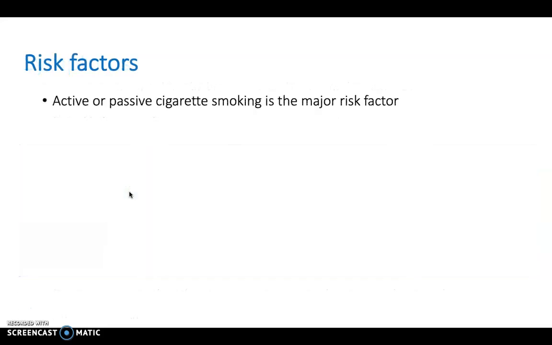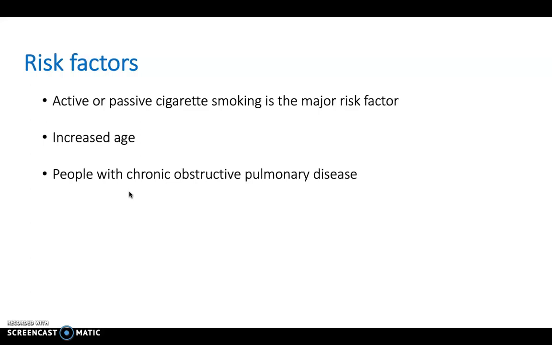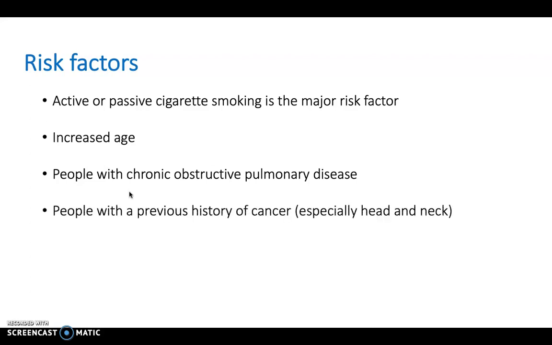So, of course, risk factors for developing lung cancer: active or passive cigarette smoking is, of course, a major risk factor. Naturally, you're more likely to develop lung cancer with increasing age because if you've smoked for long, you've got a greater pack year history of smoking. So people with COPD, arguably this is because these are patients that have got a strong background of smoking, but also there's some new evidence that potentially suggests that they have some kind of genetic predisposition to it as well.